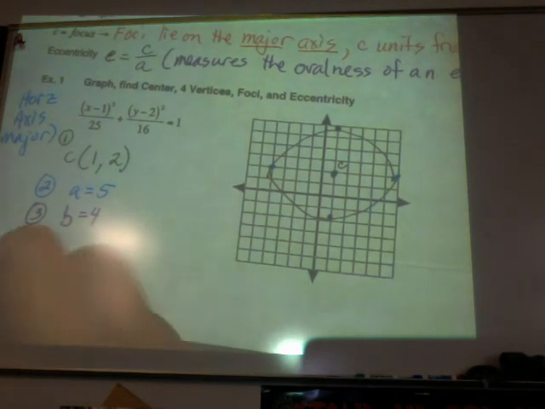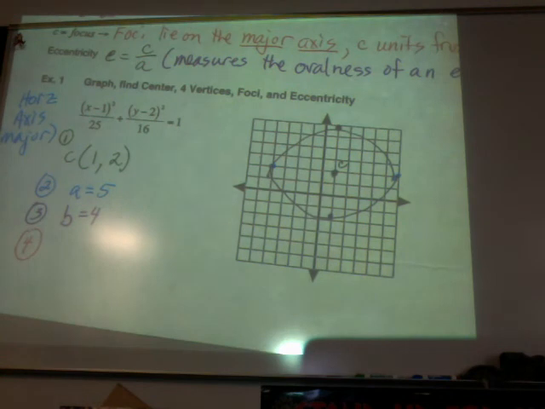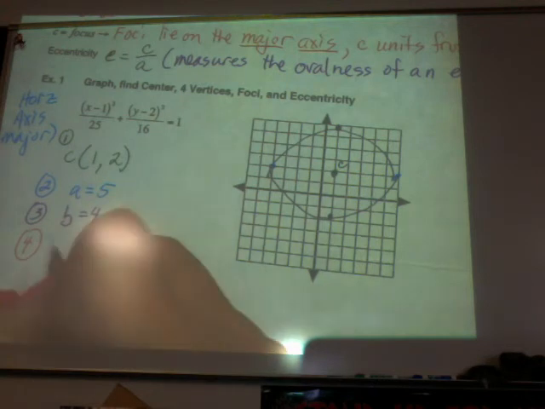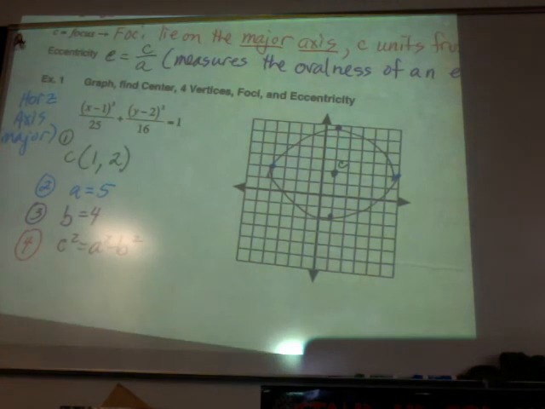I've found my center, my 4 vertices, foci. So step 4, I would like you to write the ordered pairs of your foci, but we've got to find it. What do I need to know to find it? C. So we're going to use C squared is equal to A squared minus B squared. The more that you write it, the more likely you are to remember it.